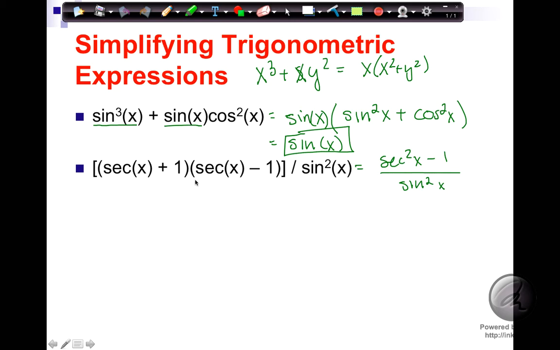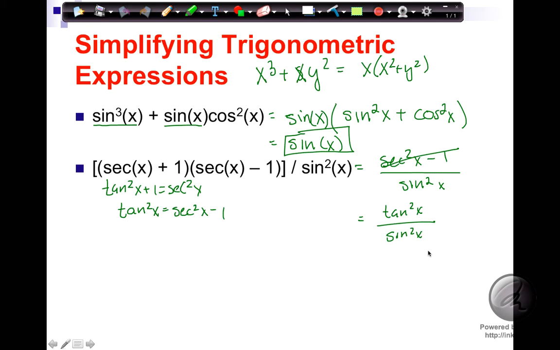Well, we have an identity that says something about secant squareds and 1s in them. We know that tangent squared x plus 1 is equal to secant squared x, which means if I subtract 1 from both sides, tangent squared x is equal to secant squared x minus 1, which means I can replace this numerator with tangent squared. So now I get tangent squared over sine squared.